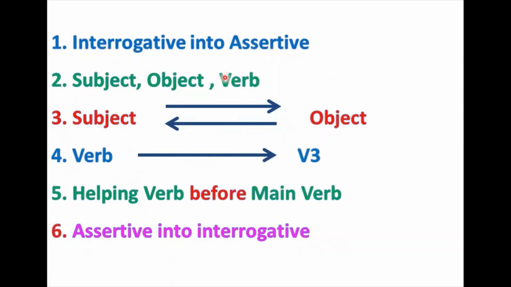Say interrogative into assertive. We need to identify subject, object, and verb. Subject and object to be interchanged, verb to be written in V3 form, and helping verb to be written before main verb, and assertive sentence to be changed into interrogative sentence. These are the steps that we discussed last class.